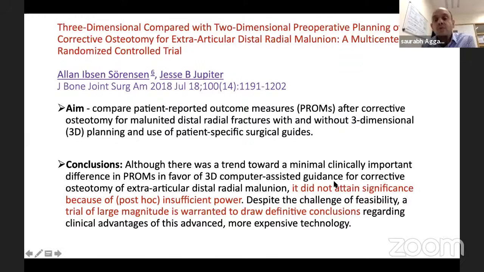And what their conclusion was, there was no significant difference between the two in patient-reported outcome measures, but because they felt the power was insufficient, they said further studies are needed with a larger group of patients, larger magnitude.